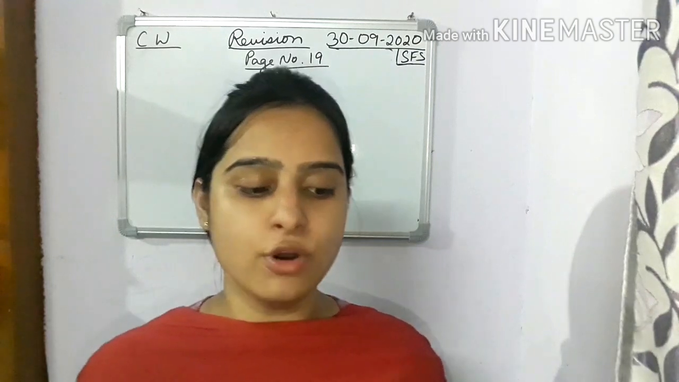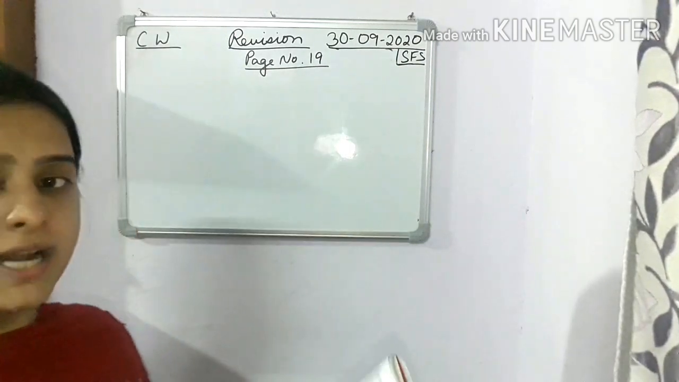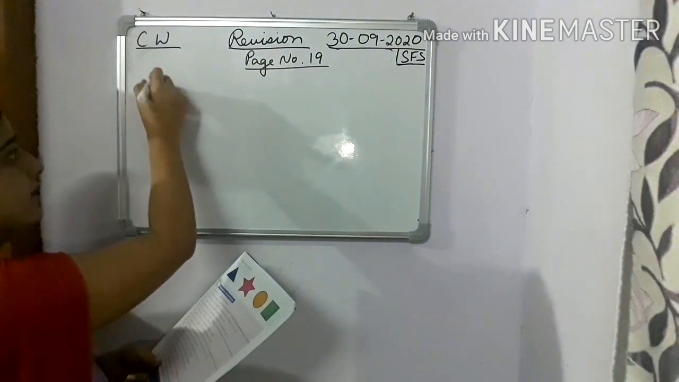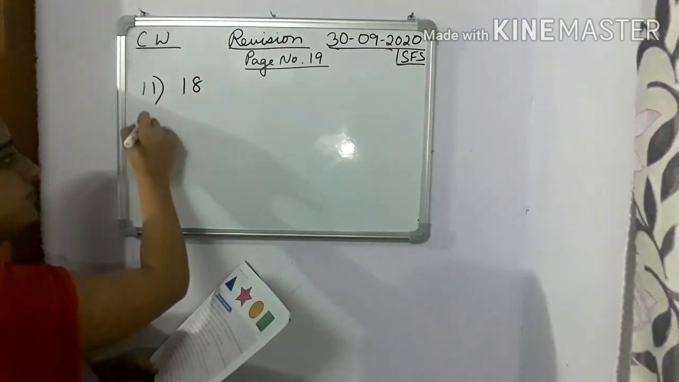Number 11. So, children, let's do number 11. Which number is before 19? Before 19 is, children, 18. So, the answer is 18.